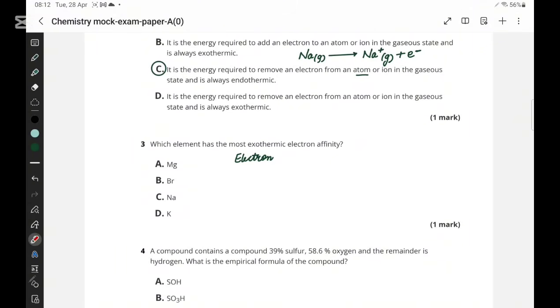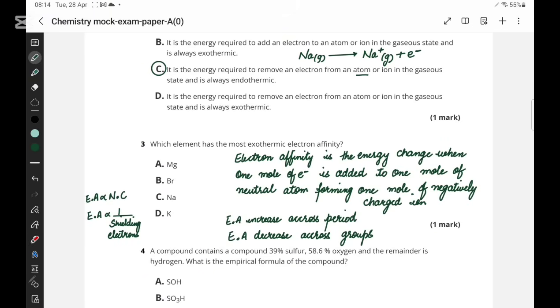First, I am going to write the definition for electron affinity. So what we mean by electron affinity? Electron affinity is the energy change when 1 mole of electron is added to 1 mole of a neutral atom, forming 1 mole of negatively charged ion. So for example, this is an atom of, let's say, chlorine. Chlorine is having 7 electrons in its outermost shell.